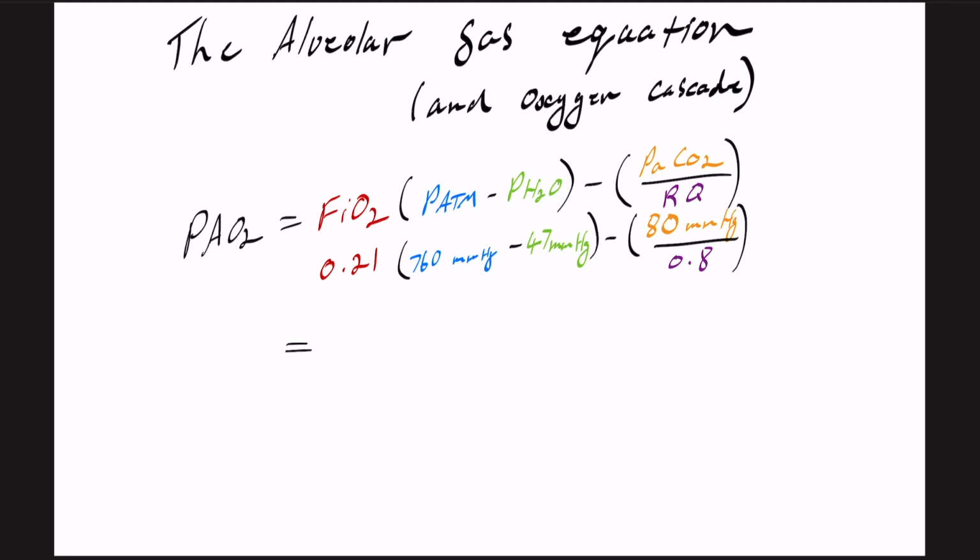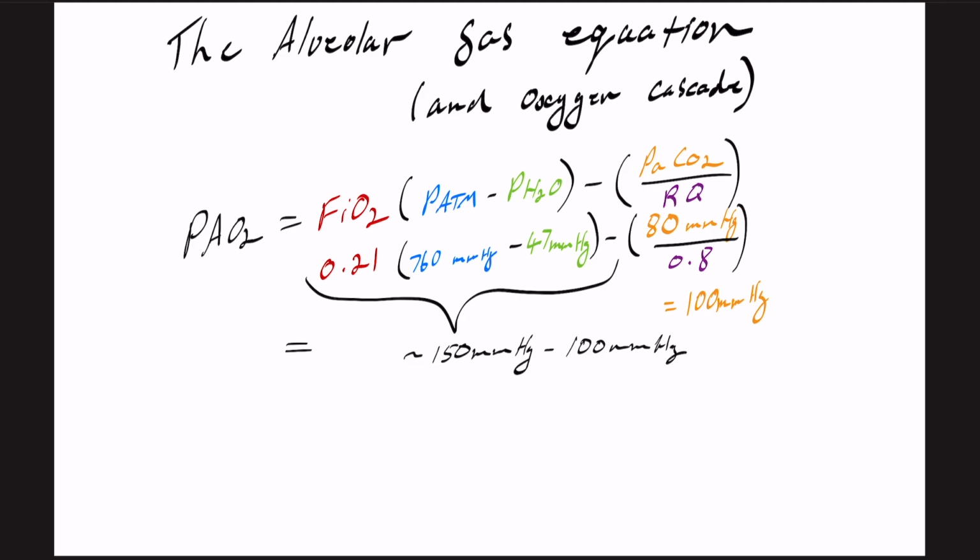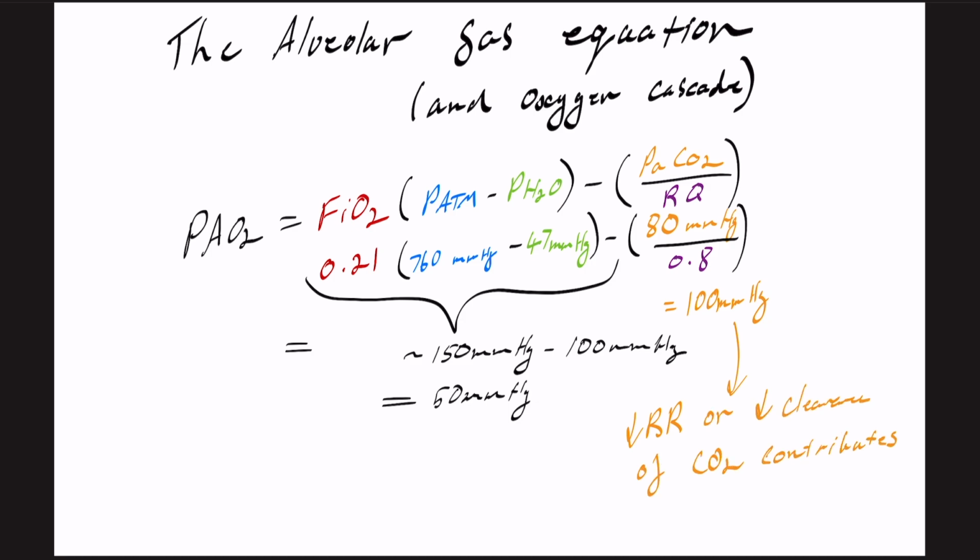So if we were to double it, it would be 80 millimeters of mercury, and we divide it by 0.8, it equals 100 millimeters of mercury. That first part of our equation equals about 150 millimeters of mercury, so you minus your 100. So our PaCO2, just with a doubling of the CO2, has halved our PaO2. So the CO2 has actually taken up space in the alveoli. And I'll explain why in a minute when we talk about the respiratory quotient, because obviously we're talking here about the arterial CO2.